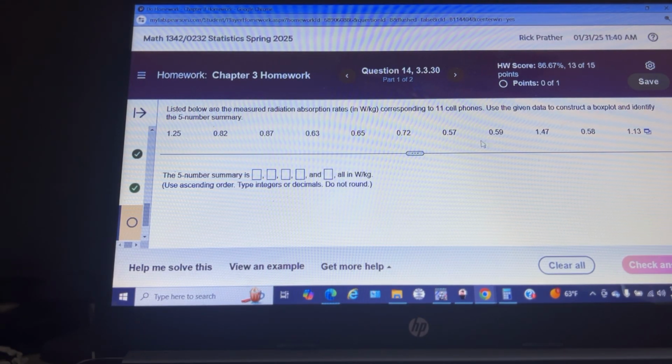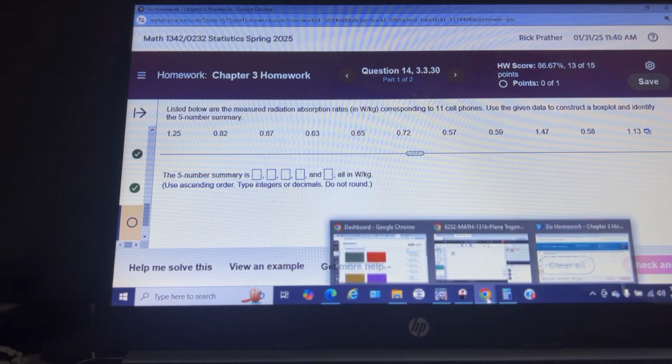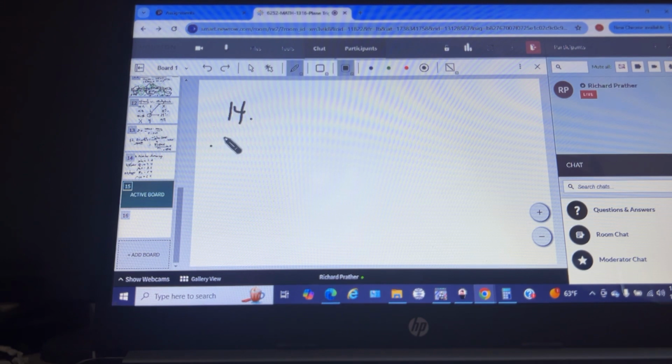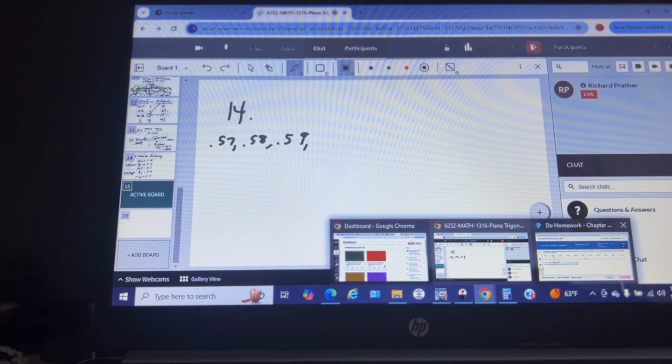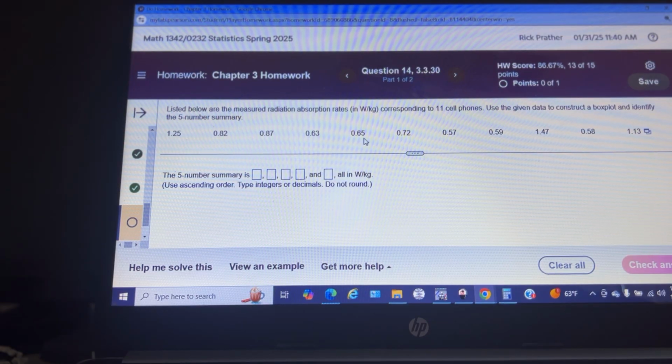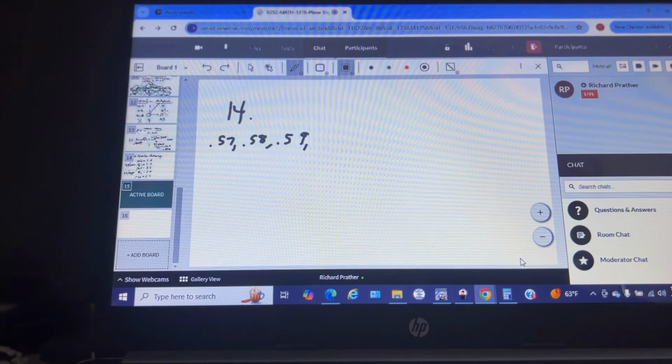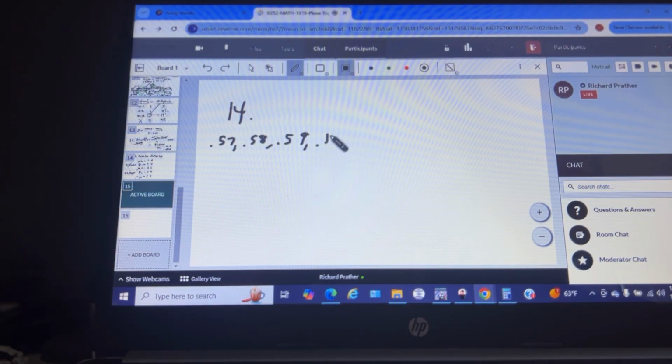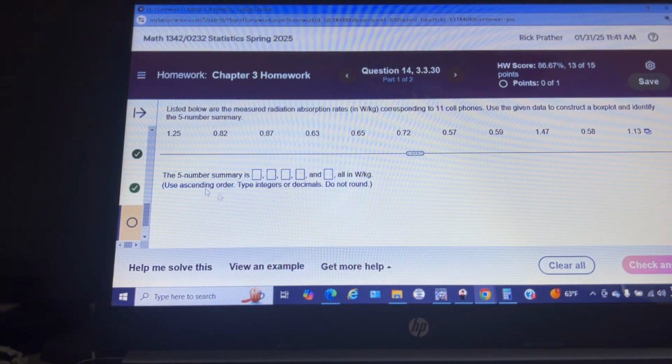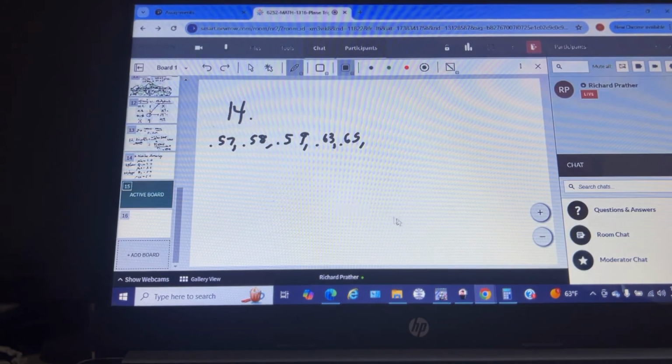The 0.5s. There's 3 numbers in the 0.5s: 0.57, 0.58, and 0.59. Now do the 0.60s. There's a 0.63 and 0.65, those two. Any 0.70s? Yes, 0.72.